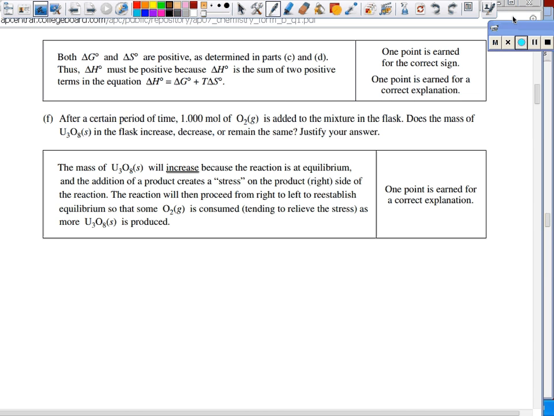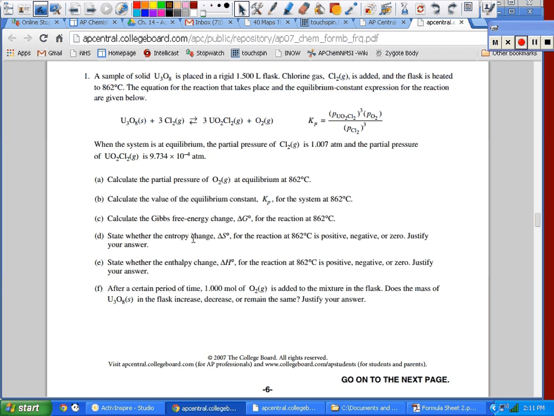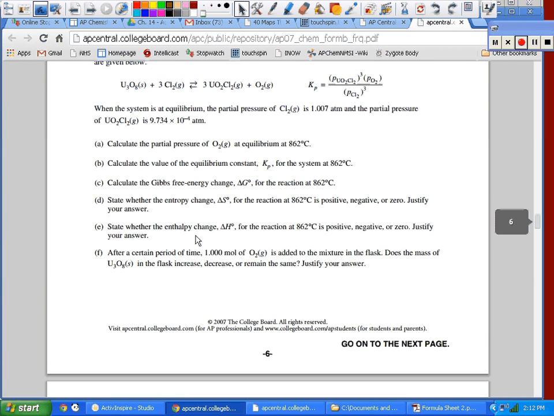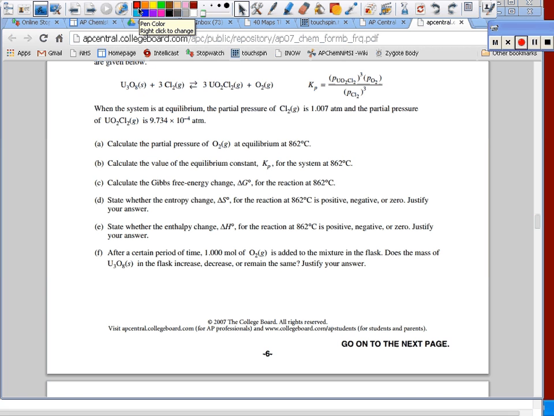Now, here's where you're going to mess up, and I'm forewarning you, some of you will miss this. At a certain period of time, 1 mole of O2 is added. As soon as they tell you something's added, you're probably going to be doing a little bit of shifting, right? So 1 mole of O2 is added, so we're adding here, correct? According to Le Chatelier, we shift how from an addition? So what way are we going to go?